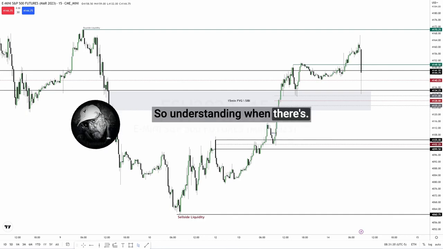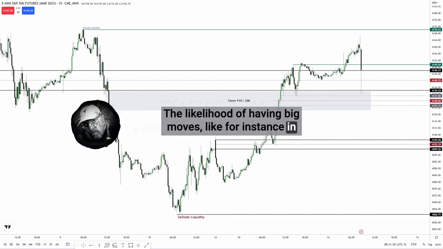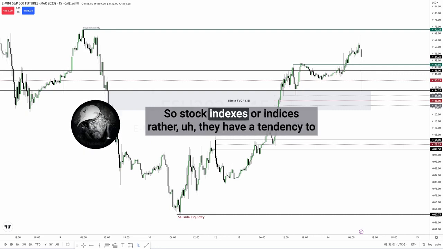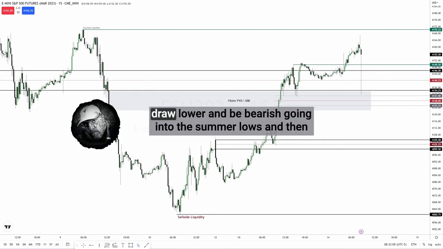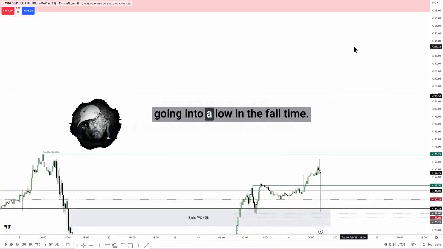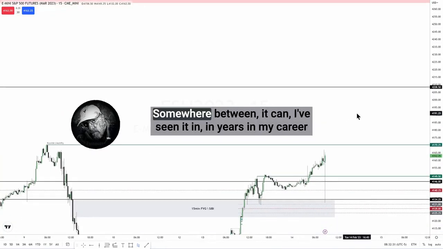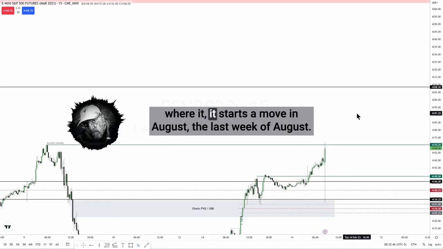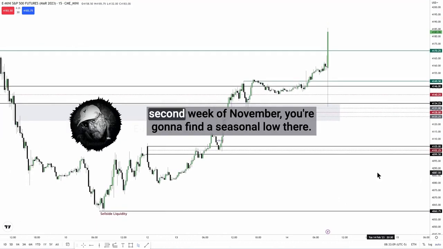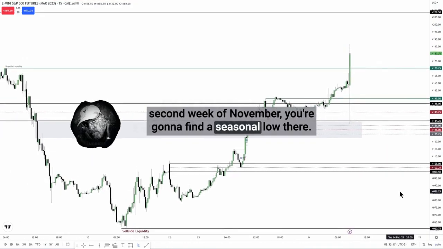So understanding when there's the likelihood of having big moves, like for instance in spring, is a tendency for the market to drift lower in equities. Stock indexes or indices rather, they have a tendency to drift lower and be bearish going into the summer lows and then going into a low in the fall time. I've seen it in years of my career where it starts a move in August, the last week of August, but generally it's between mid-September and the first or second week of November. You're going to find a seasonal low there.